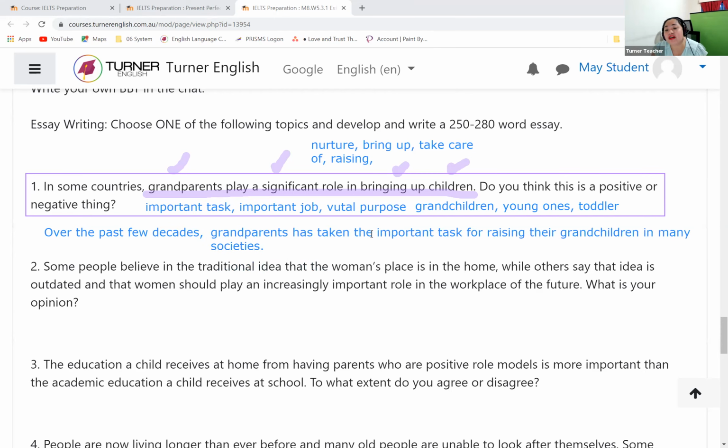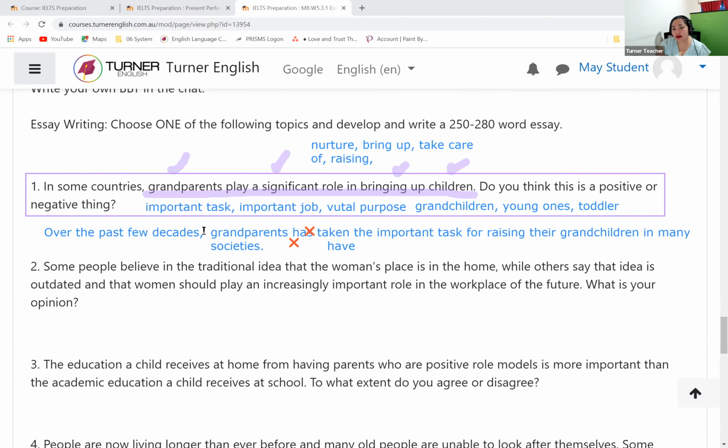Okay, so this is one example of your present perfect tense. Over the past few decades, grandparents has taken the important task. Grandparents have taken, so this is grammatically wrong, have taken the important task of raising their grandchildren in many societies. Okay, so this is one example. So if you're going to write your background statement for this essay writing, what would that be?